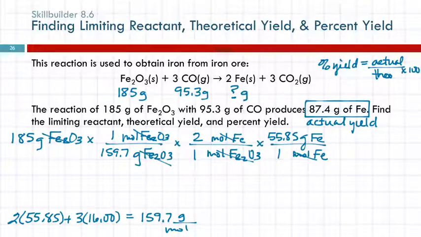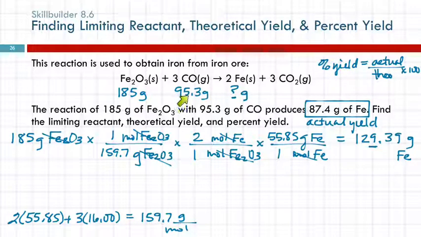Everybody okay? 185 divided by 159.7 times 2 times 55.85. So 129.39 grams of iron, and that would have 3 significant figures. Do not round the number yet, because we're going to have to use the theoretical yield in a calculation to get the percent yield. Okay, so one calculation down.